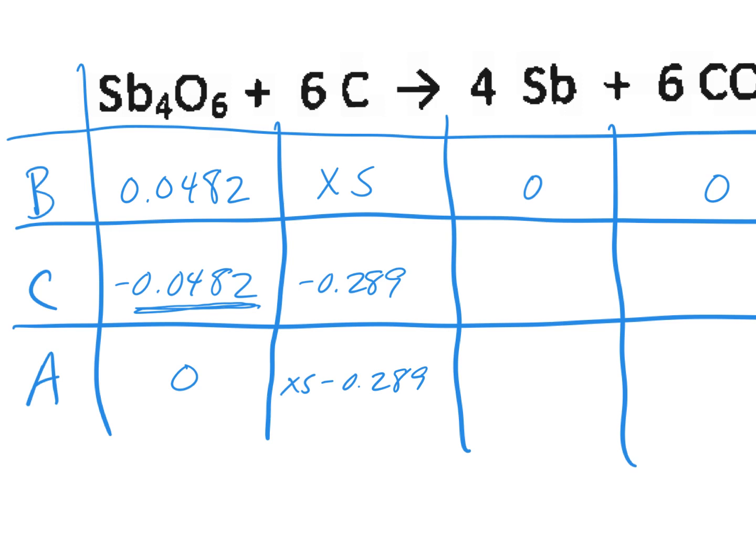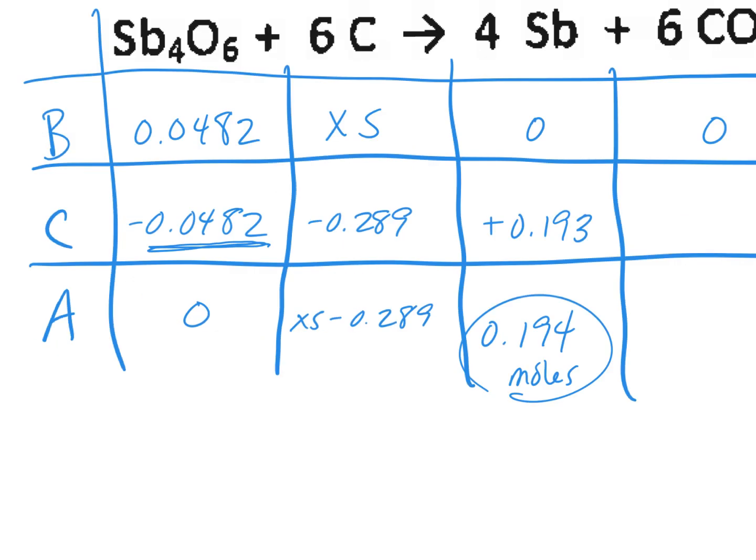So I'm just going to take 0.0482 times 4. Okay, so 4 times 0.0482 is 0.193. I should have written 0.193. I wrote 0.194. Let's fix that. Sorry about that. Somebody's going to be confused by, why did you do that? It just happened. Anyway, all right, so we're making 0.193 moles of antimony.